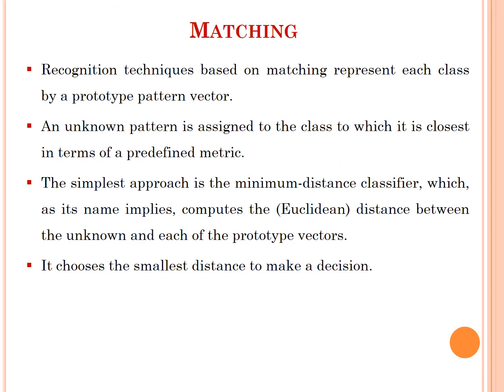Matching. Recognition techniques based on matching represent each class by a prototype pattern vector. An unknown pattern is assigned to the class to which it is closest in terms of a predefined metric. The simplest approach is the minimum distance classifier, which, as its name implies, computes the Euclidean distance between the unknown and each of the prototype vectors. It chooses the smallest distance to make a decision.